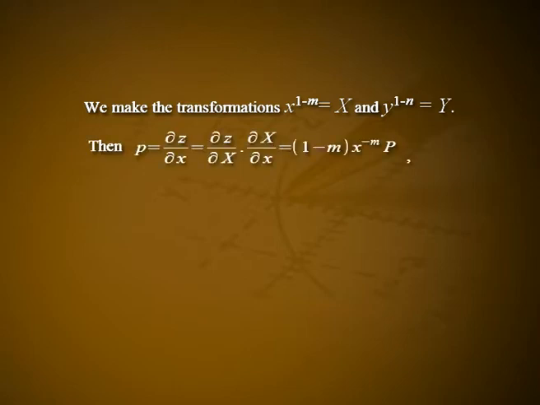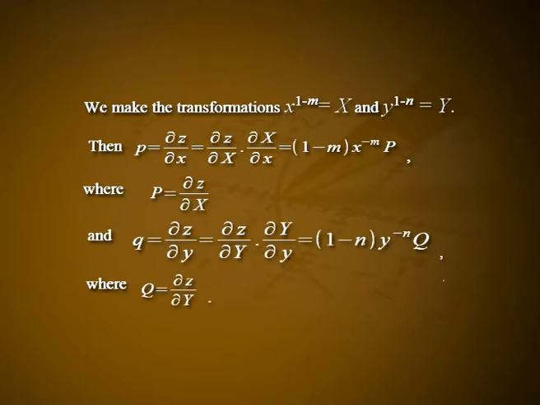We make the transformations x raised to 1 minus m is equal to capital X and y raised to 1 minus n is equal to capital Y. Then p is equal to ∂z/∂x, which is equal to ∂z/∂X into ∂X/∂x, that is equal to (1 minus m) into x raised to minus m into P, where P is equal to ∂z/∂X, and q is equal to ∂z/∂y, which is equal to ∂z/∂Y into ∂Y/∂y, that is equal to (1 minus n) into y raised to minus n into Q, where Q is equal to ∂z/∂Y.